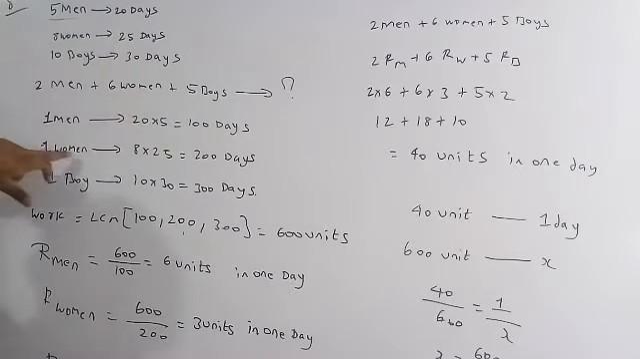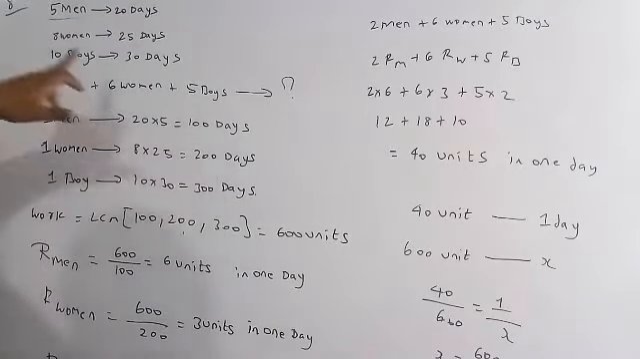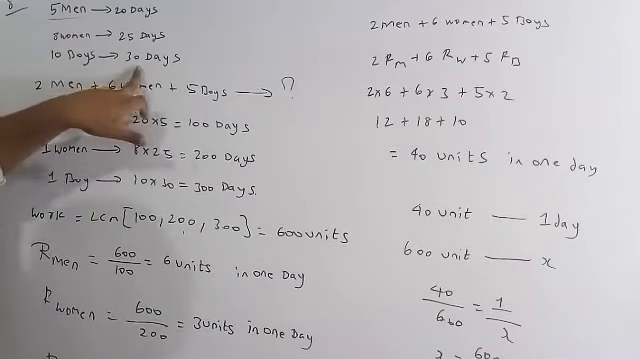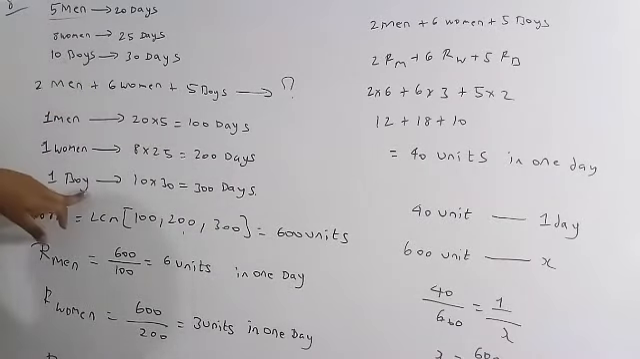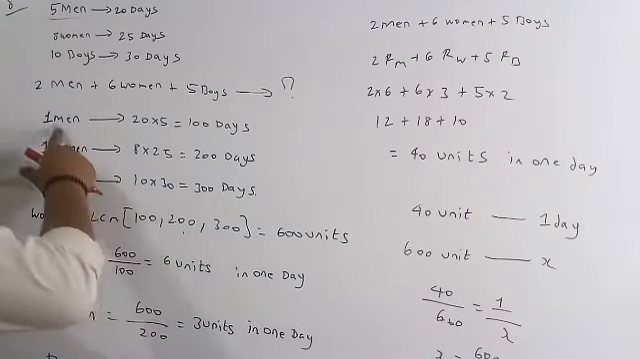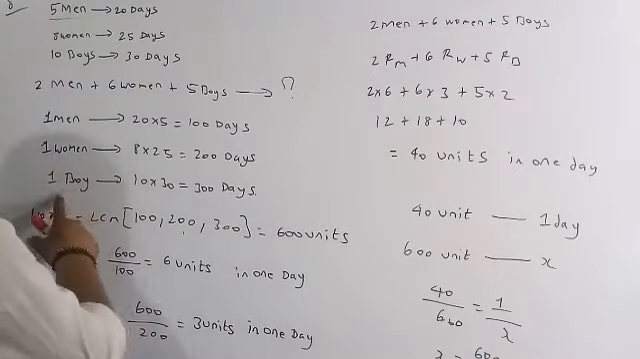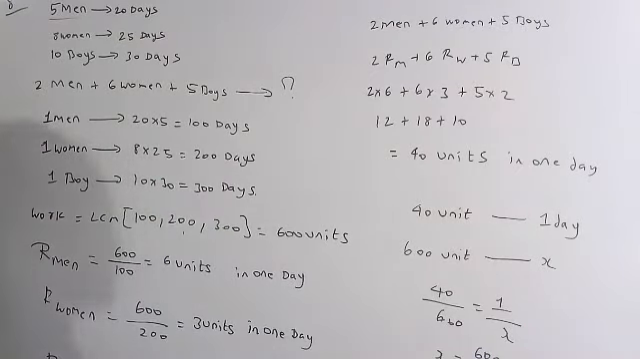So therefore 1 woman can paint the building in 25 into 8, which is nothing but 200 days. And similarly 10 boys can paint the same building in 30 days, so 1 boy will paint the same building in 30 into 10, which is nothing but 300 days. So therefore 1 man can paint the building in 100 days, 1 woman can paint the building in 200 days, and 1 boy can paint the building in 300 days.